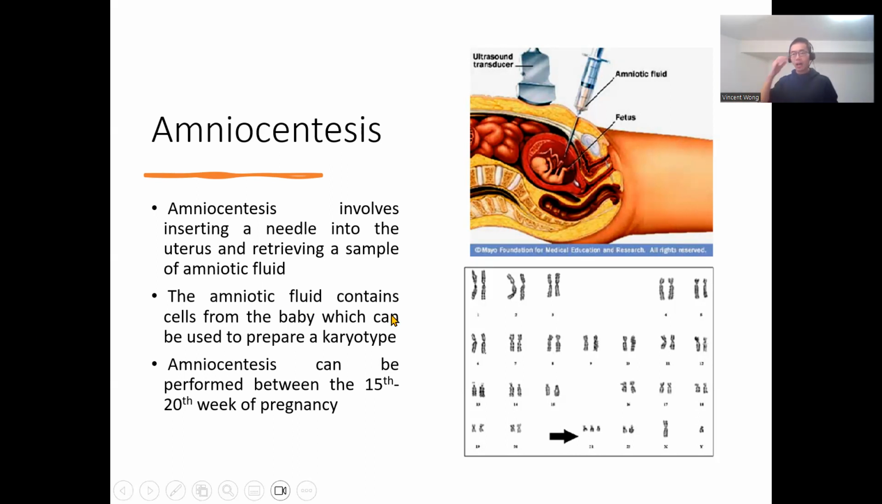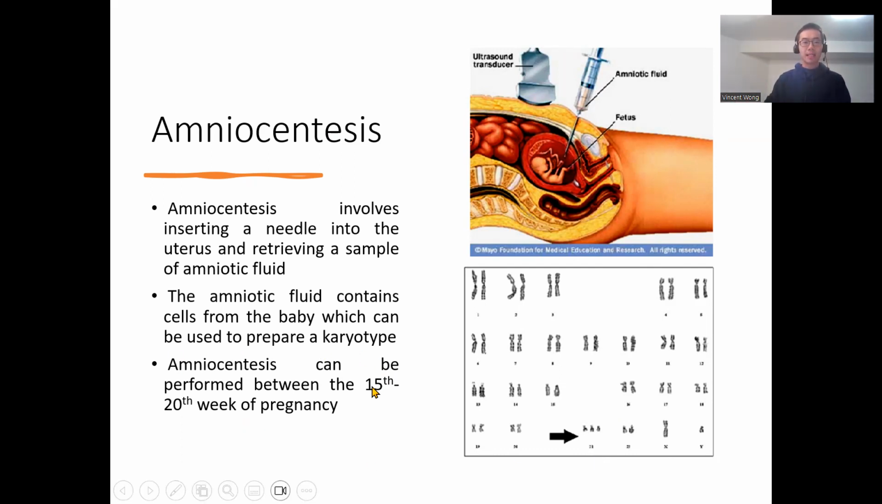Right? So that fluid contains a bit of the baby's cells, and so what the doctor can do is take a sample of the fluid, extract the cells, and look at the DNA. So that involves injecting a needle just at the belly button. And the whole process is guided by ultrasound, so we don't want to be poking at the baby, right? So you take the fluid out, prepare the cell, and here's the karyotype. And you can see in this particular case, there is an extra copy of chromosome 21, which means the baby has trisomy 21, Down syndrome.